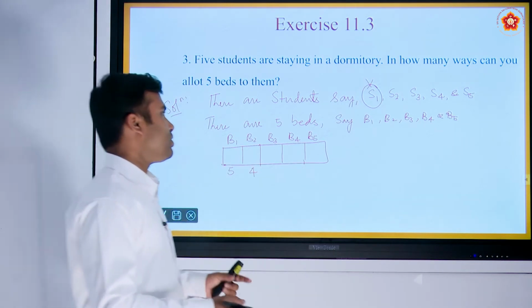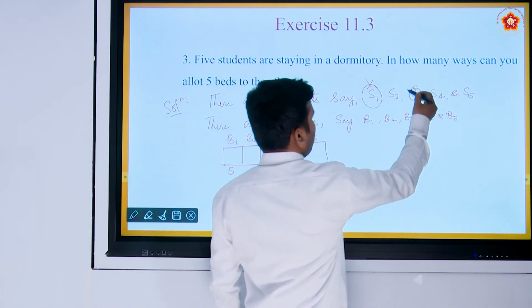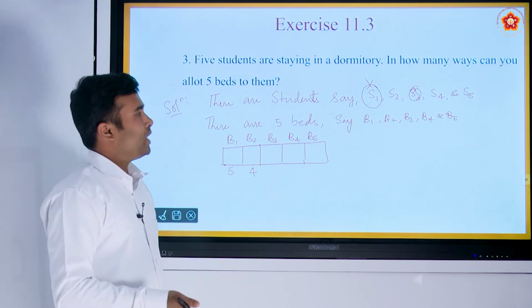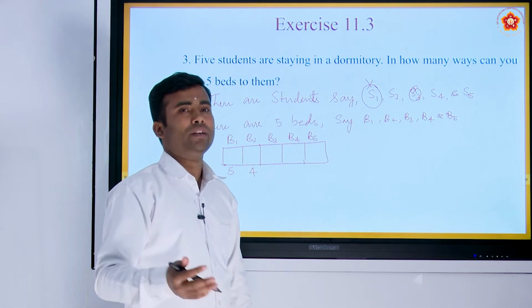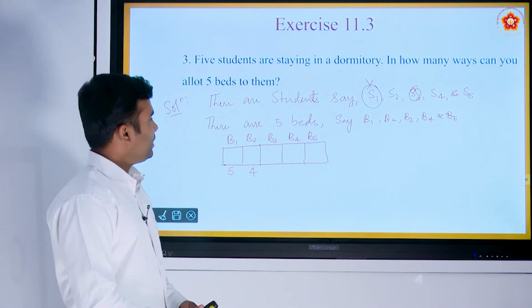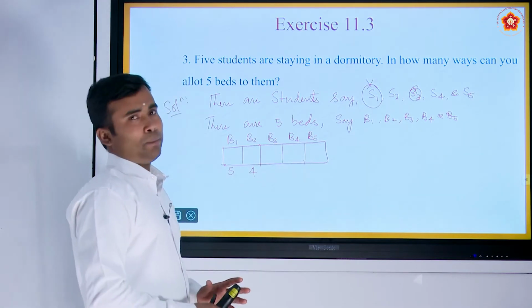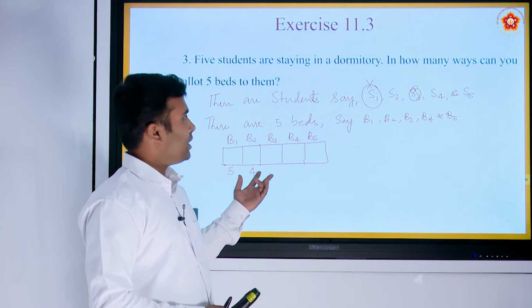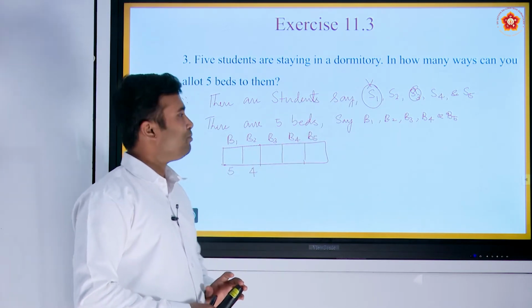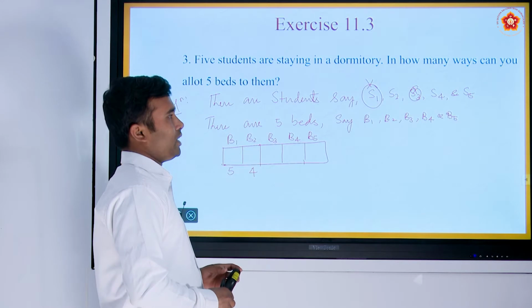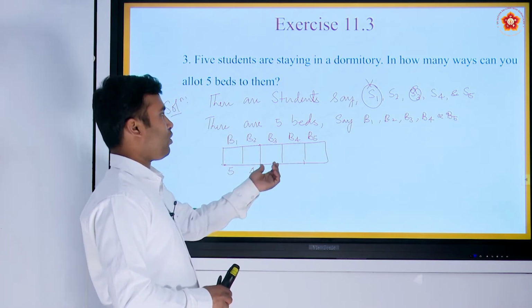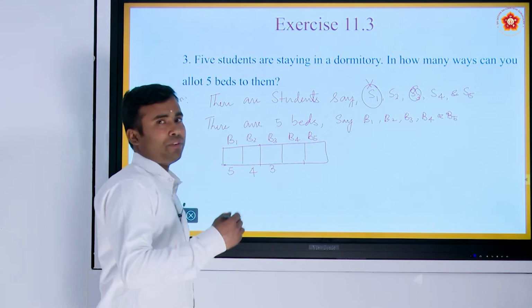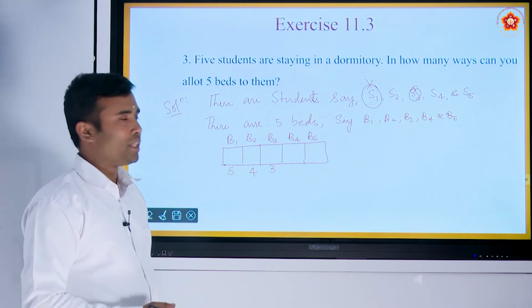Similarly, say you have given a bed to student 3. Now how many students are left? S2, S4, S5. There are 3 students left, and there will be 3 beds available, so you need to accommodate the remaining students. Now B3 can be arranged in 3 different ways: you can accommodate S2, S4 or S5. So there will be 3 choices.